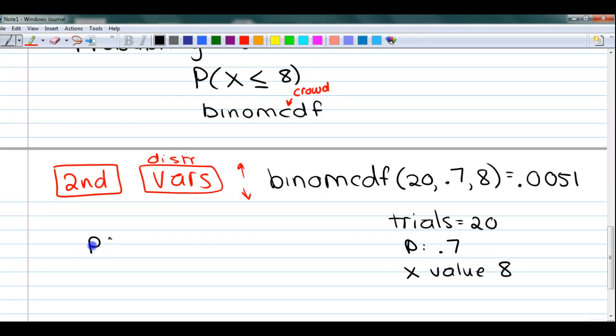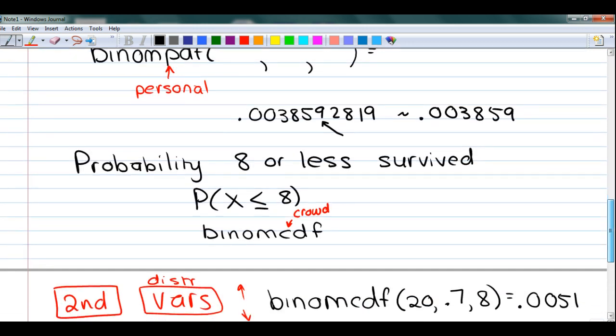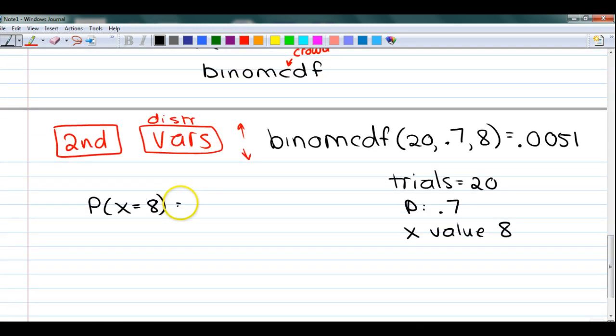So the probability that X equals 8 was 0.0039. The probability that X is less than or equal to 8 would have to be more than that, because it would include the probability of X equaling 8 and the probability of X equaling 7, 6, 5, 4, 3, 2, 1, or 0. And sure enough, it is.